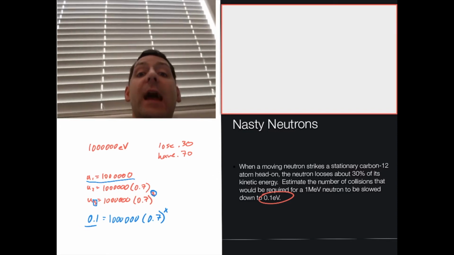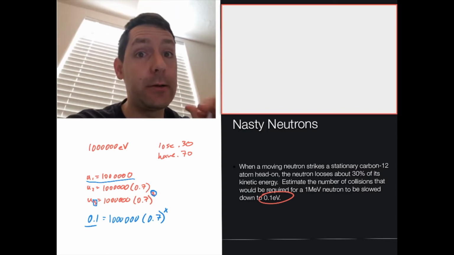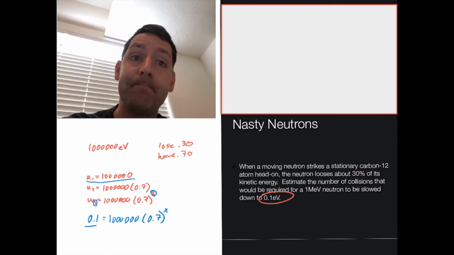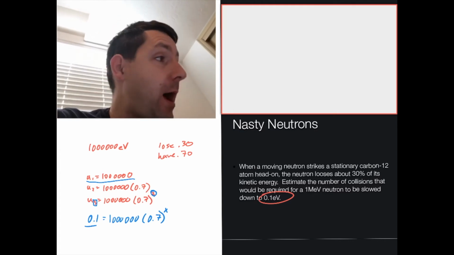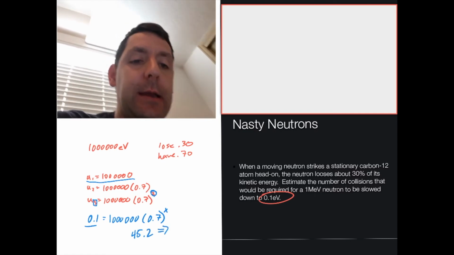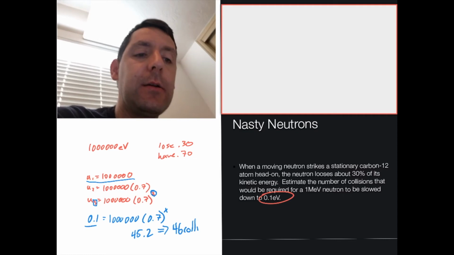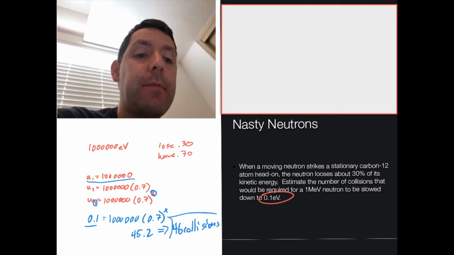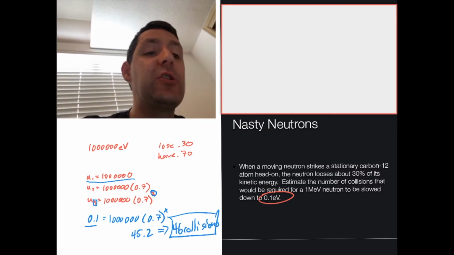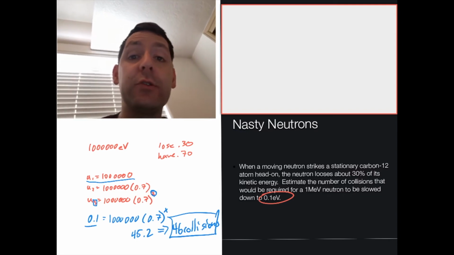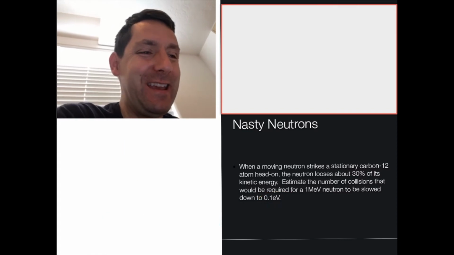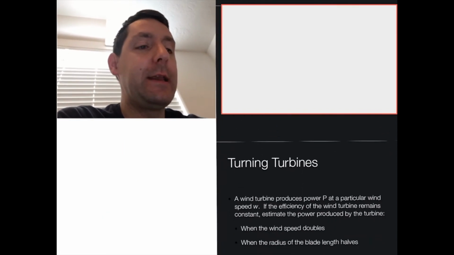So go ahead, figure that out either by the iterative way or by plugging in an insolve and see what you get. I'll tell you what I get. All right, so I got 45.2, which means that it takes 46 collisions. Okay, the 45th collision won't be this low yet. It'll still have too much energy, so it needs the next one so that it actually gets down to 0.1 electron volts. All right, not too bad, right? Just got to use a little bit of math there. All right, anyway, let's move on to the next one.